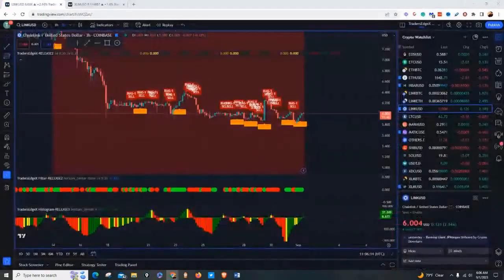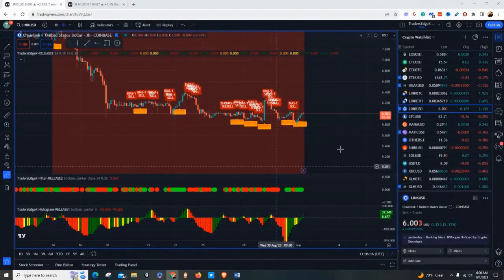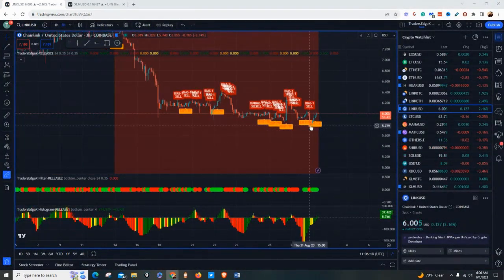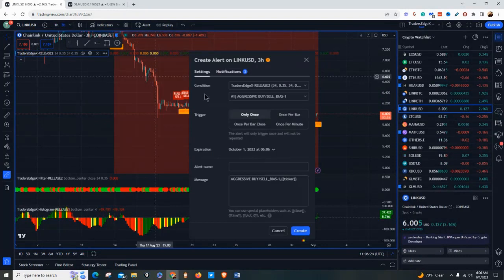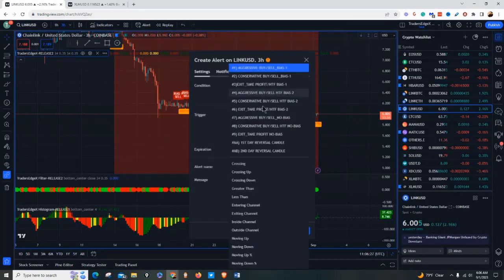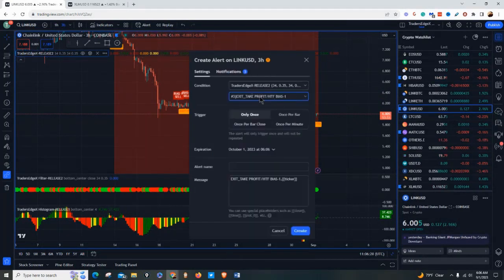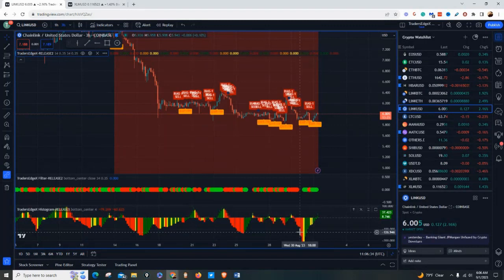Okay, so since Chainlink is one of the things that I like, I probably could have accumulated here. I wasn't really paying attention. I didn't even set the alert. I'm going to go over here right now. We're doing this live. Here, I'm going to set this alert. This is on the 3 hours. So what I want to do is I want to know when these guys are going to take profit. And I'm going to create this alert right there.